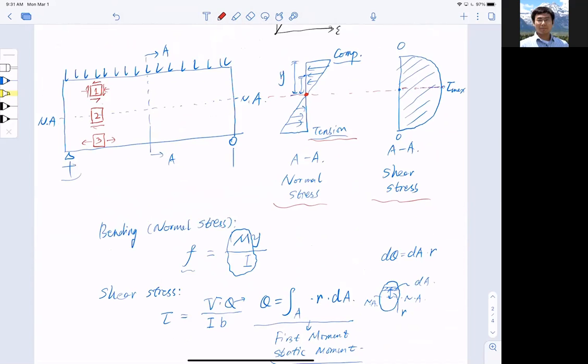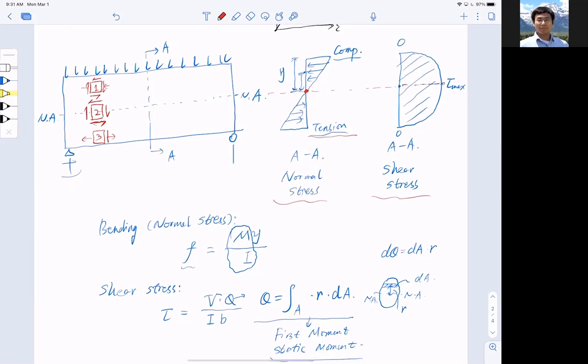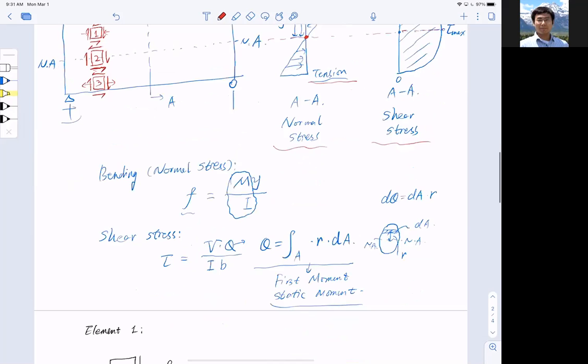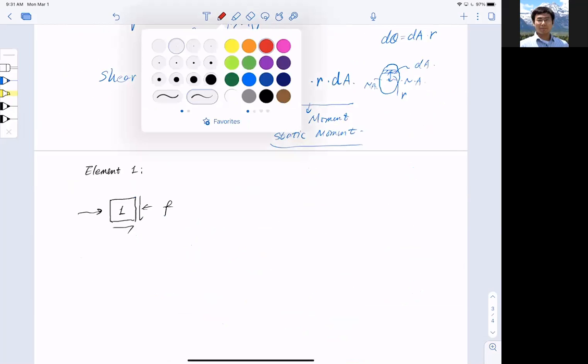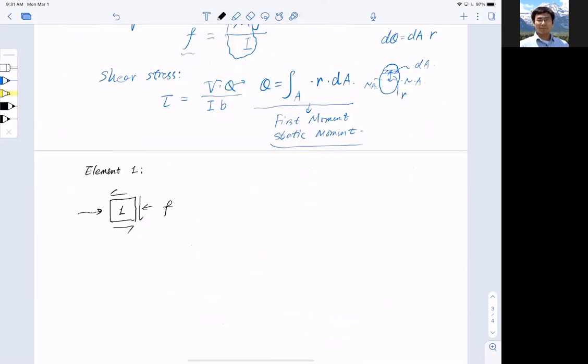So they go down, and this of course goes this way, this way, this way. Head against the head, tail against the tail. All right, so that is the shear stress distribution. So this is that, and this is that.